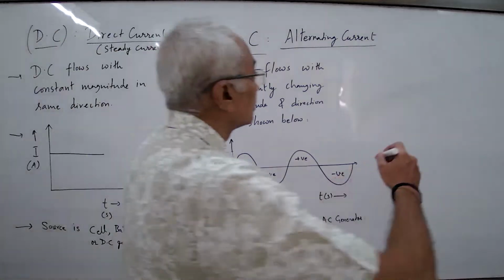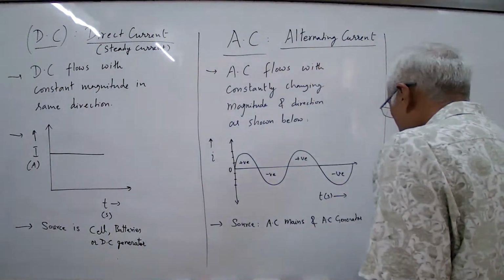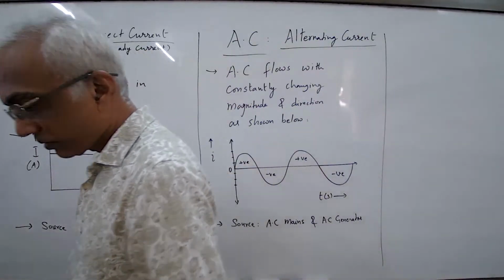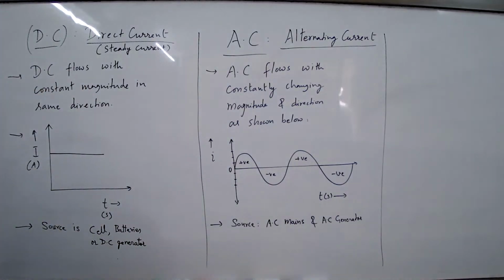So what are the advantages and disadvantages? Let us now cover each one. So advantages of AC over DC. It has advantages only, first of all. The first is, suppose you write down till here then.